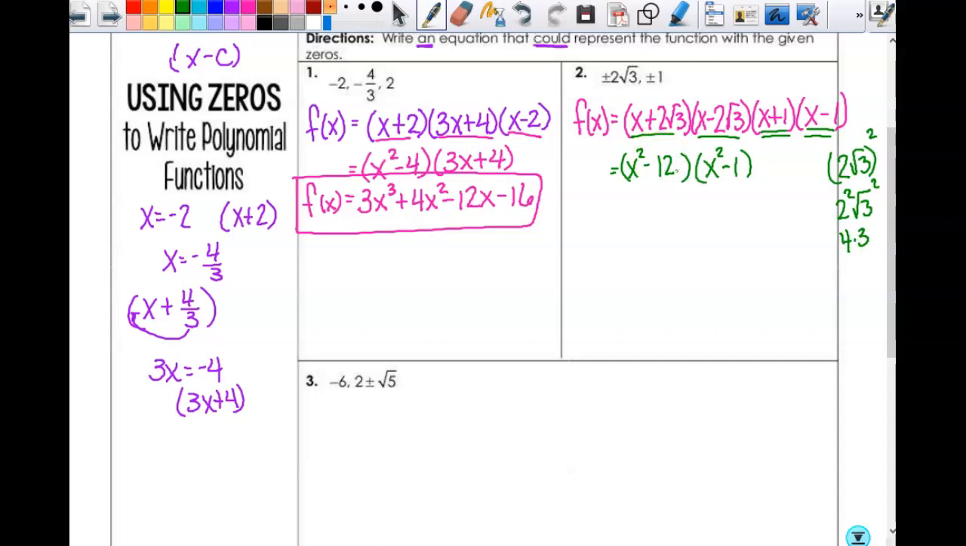Okay. So then I need to multiply these two together. So I will FOIL this one. First 2, x squared times x squared is x to the 4th. The outside 2 would give me negative 1x squared. Inside 2 gives me negative 12x squared, so it's negative 13x squared, and then plus 12. That is my possible function there.